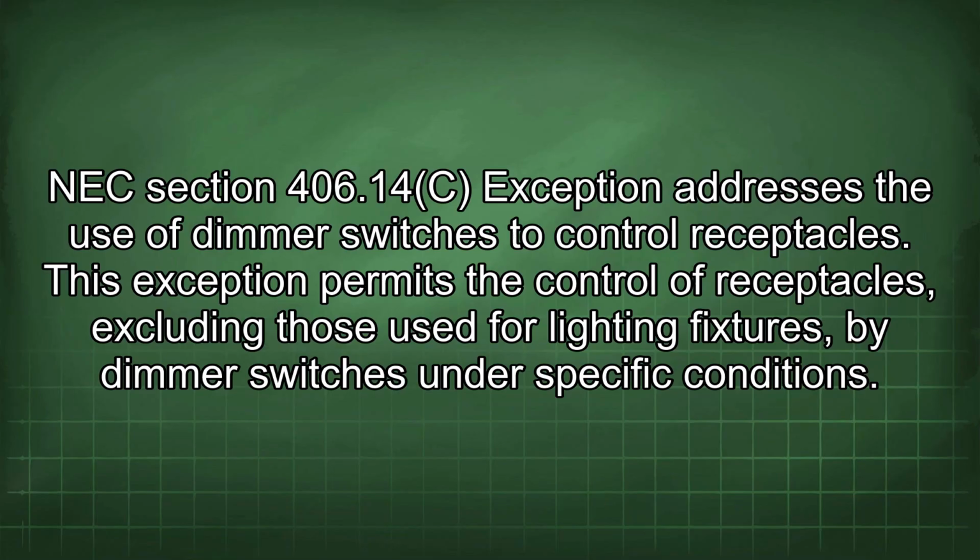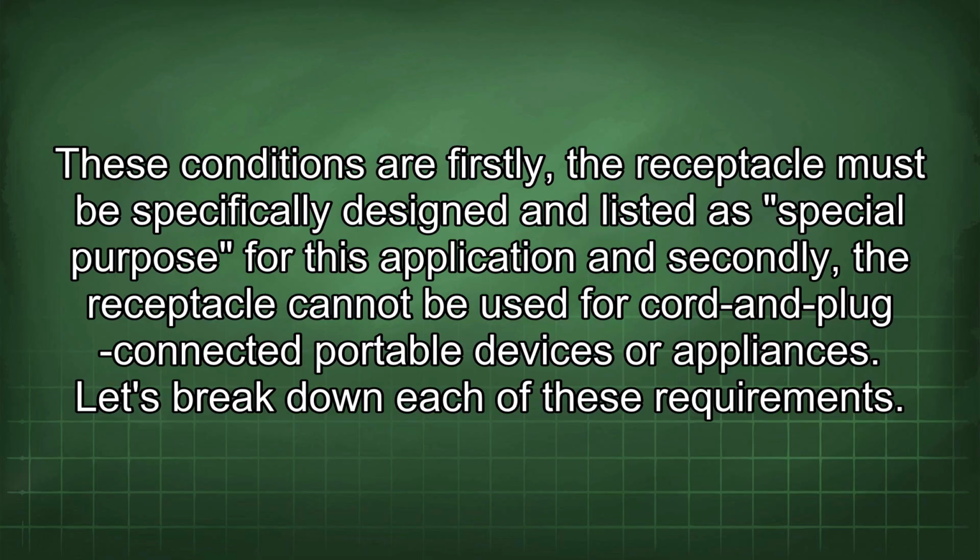NEC Section 406.14c exception addresses the use of dimmer switches to control receptacles. This exception permits the control of receptacles, excluding those used for lighting fixtures, by dimmer switches under specific conditions. These conditions are: firstly, the receptacle must be specifically designed and listed as special purpose for this application, and secondly, the receptacle cannot be used for cord and plug connected portable devices or appliances.